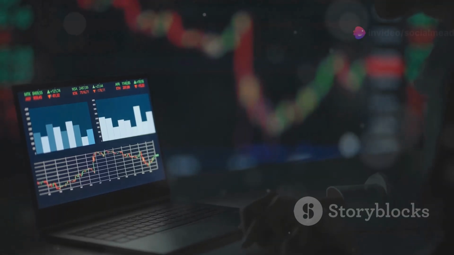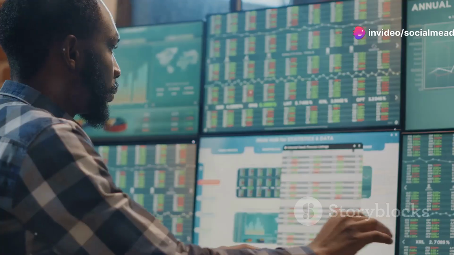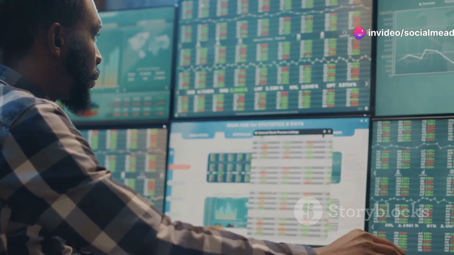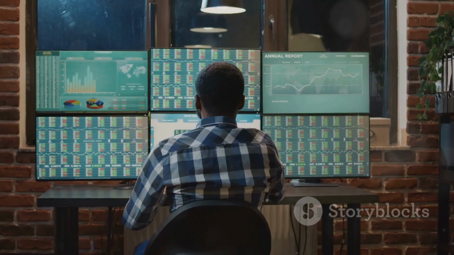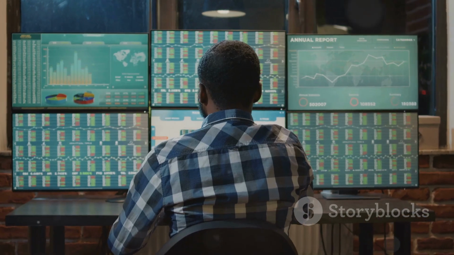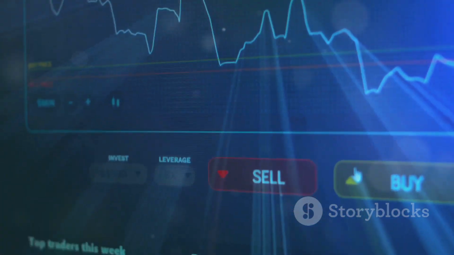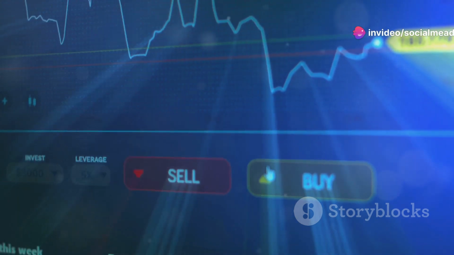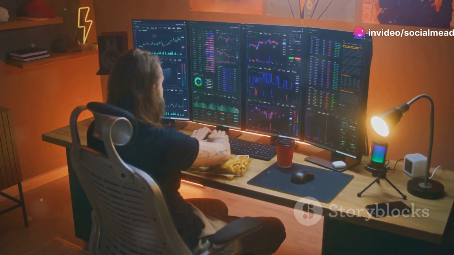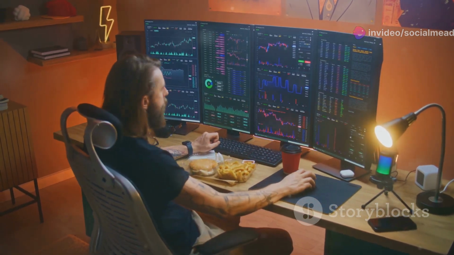Now let's talk about how we can apply smart money concepts in our own Forex trading. By analyzing the footprints left by institutional traders, we can make more informed decisions. Look for patterns such as accumulation and distribution phases, which indicate the buying and selling activities of these large players. Remember, the goal is to align our trades with the direction of the smart money.